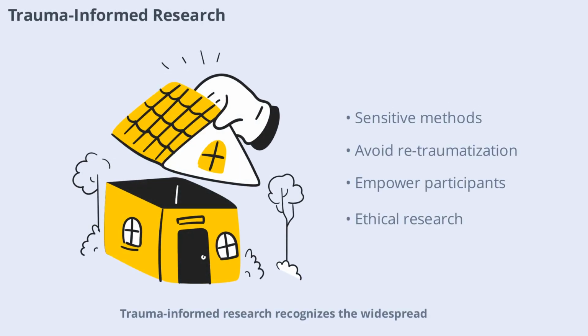Trauma-informed research recognizes the widespread impact of trauma on mental health. In abnormal psychology, researchers use sensitive methods to study trauma's effects and develop interventions that avoid re-traumatization. This approach emphasizes safety, empowerment, and collaboration with participants, ensuring that research is ethical and supportive.